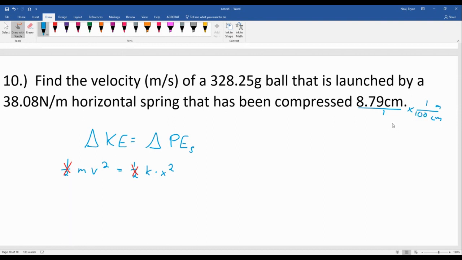Because the 100's on the bottom, we get that our x is 0.0879. So we can divide that manually or bump the decimal twice. So that's what we get for that change in length.